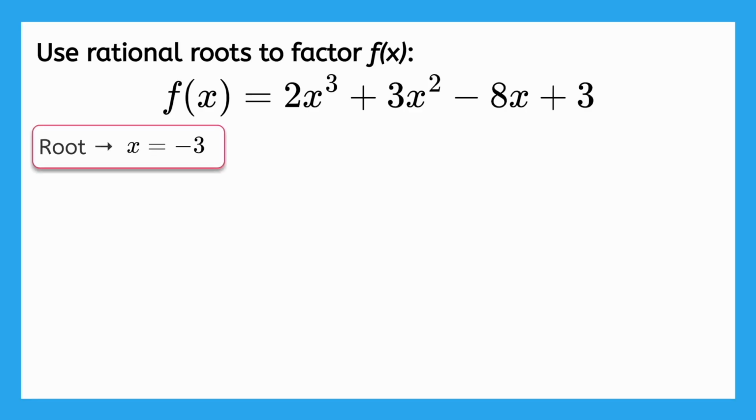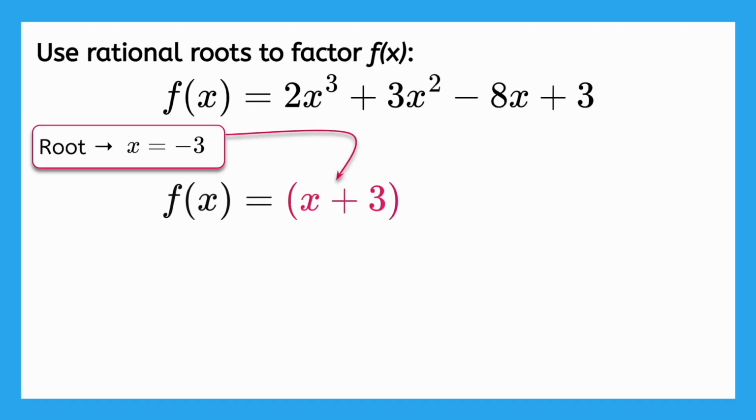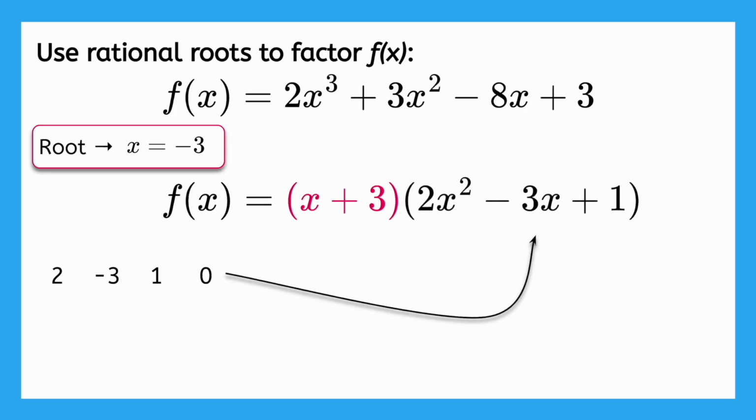We know that x equals -3 is a root of f of x, but what does that mean? We know that the factor associated with x equals -3 is x plus 3. And we can use the results of our synthetic division to write the rest of the polynomial, 2x squared minus 3x plus 1.